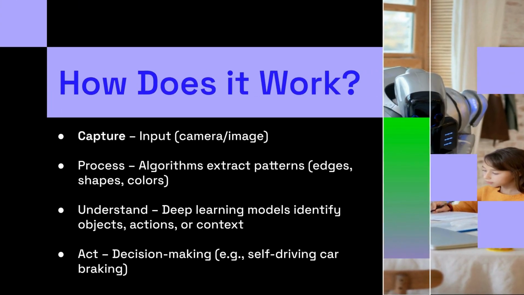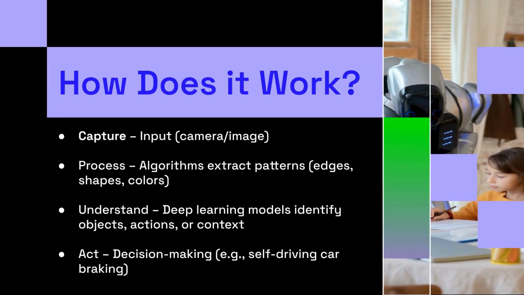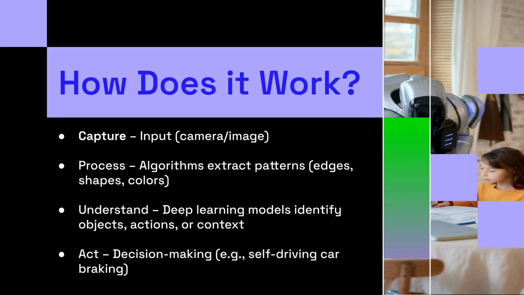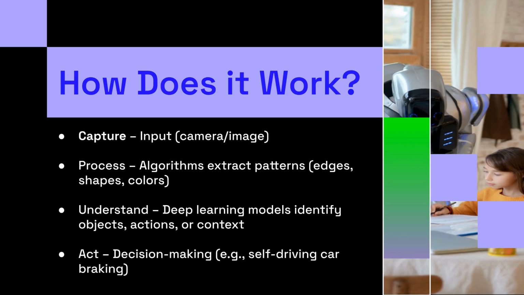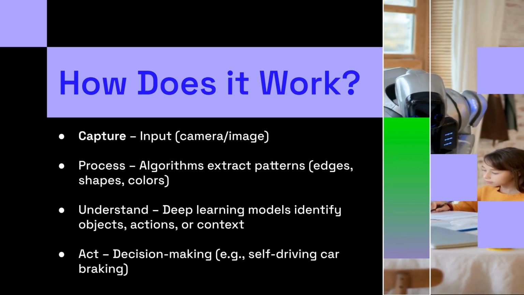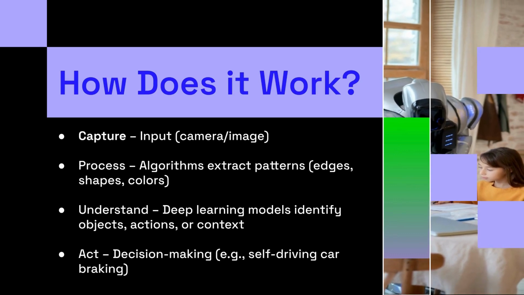Now that we know what computer vision is, let's look at how it works. It's very similar to how our own eyes and brain process information. First step is capture. A camera or sensor takes an image or video. For example, our phone camera can take selfies.